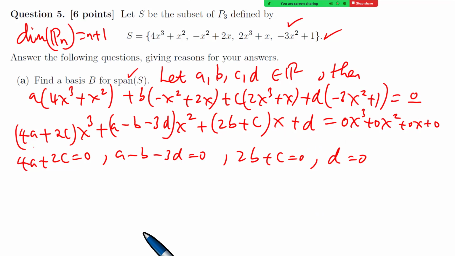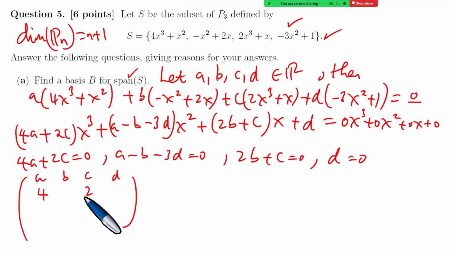Let us write this matrix like this, with columns A, B, C, D. For the first equation, there's a 4 for A, C is 2, and then 0, 0. For the second equation, we have A as 1, B as minus 1, C 0, and D is minus 3. For the third equation, 0, 2, 1, 0. For the fourth equation, 0, 0, 0, 1.